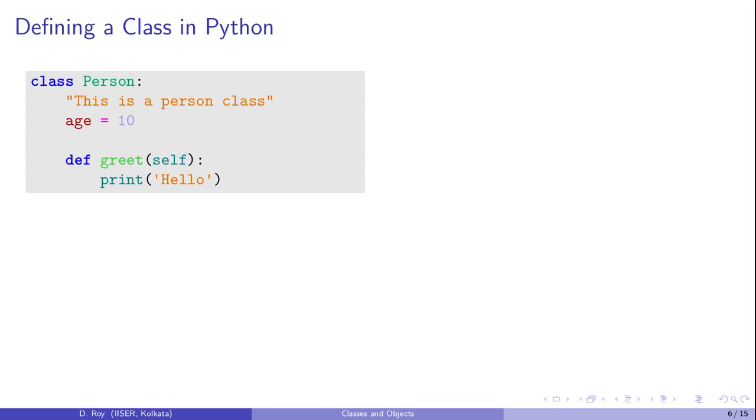Also notice the indentation here. This is the body of the class. It contains the docstring, a variable which is called age, and a function which is called greet, and all these three components of the class are indented to the right after the colon, which is given just after the name of the class.